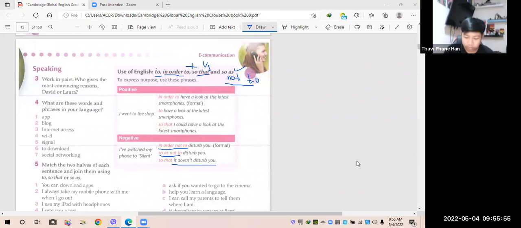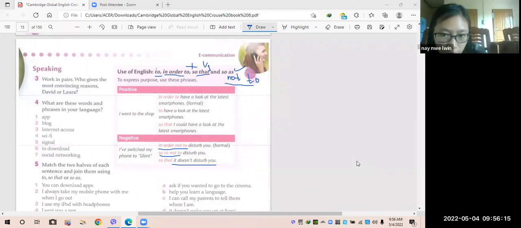Number one, I went to the cinema to watch a new movie. Number two, I went to the supermarket in order to buy a new plant. Number three, I went to the garden so that I could have a look at the flowers. And number four, I power off my phone so as not to call me. So as not to call me. Okay.